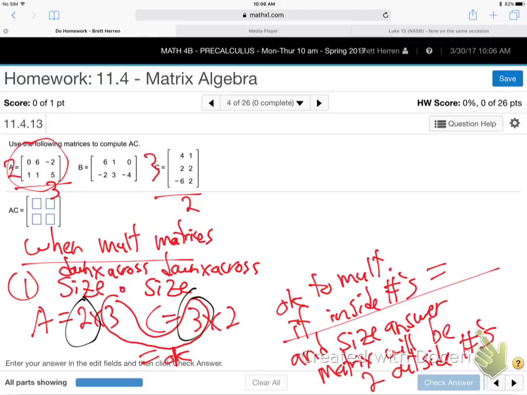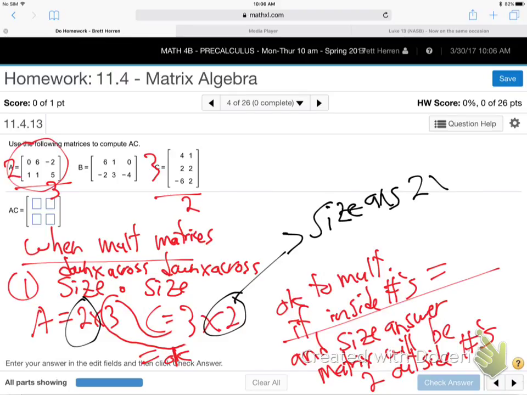Whoops, I circled the wrong one. That was a mistake. The size of the answer matrix will be 2 by 2. These two numbers. That's why they're giving me a 2 by 2 setup for the answer. Because the answer matrix is going to be a 2 by 2. So did you follow all that? You write down the sizes of the two matrices. The inside numbers have to be equal. And if they are, you can do it. And the answer matrix will be the two outside numbers. That's how we do it.